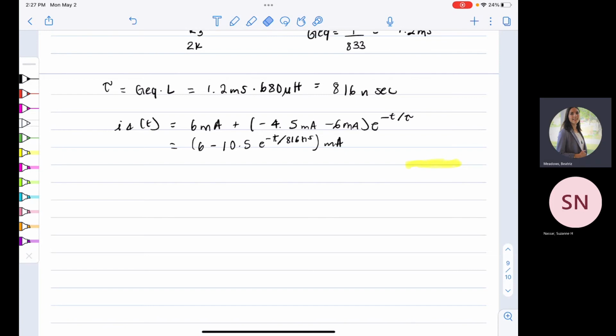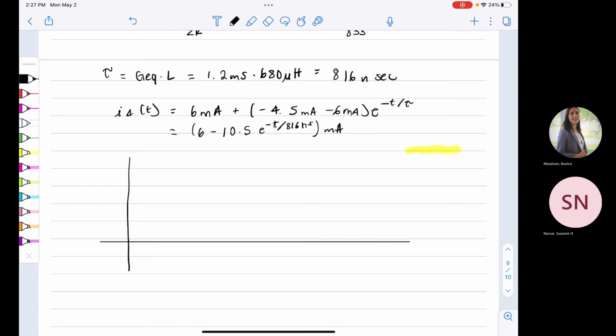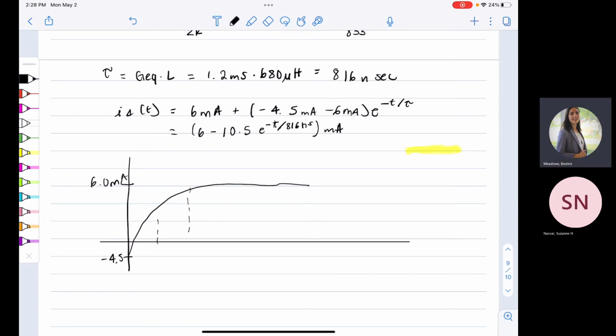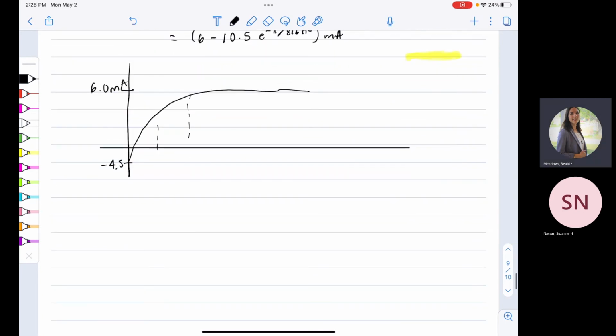Okay, any questions? This is just your formula and you plug in your values, your I at infinity, your I at 0, and so on. Okay, and if you wanted to plot the thing, we can see that we start at negative 4.5 and at some point we're gonna converge to 6 milliamps, right? And ideally, this is your time constant or something like that. I don't know. Don't quote me on that one.